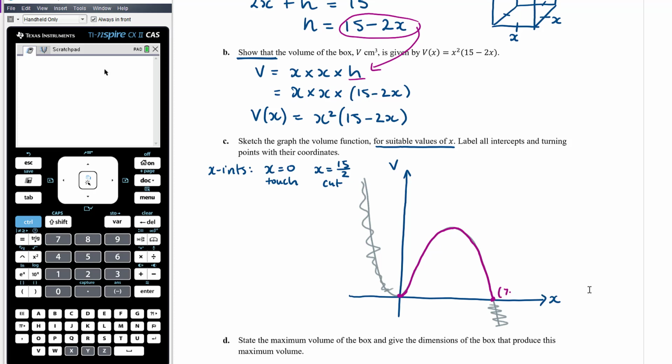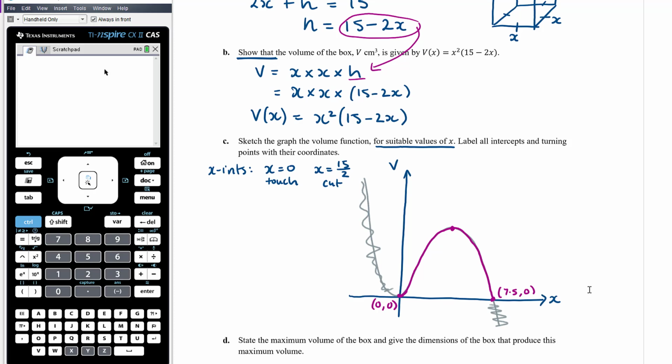X-intercepts 7.5, 0, or 15 on 2, 0, 0, 0. Optional to actually notate that. Now it does ask you to label all intercepts and turning points. So we do need to label this turning point. We don't have the algebraic skills to do that yet, but we can find that point in our CAS.